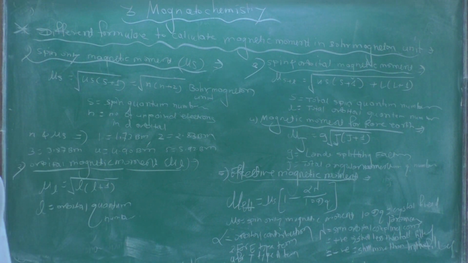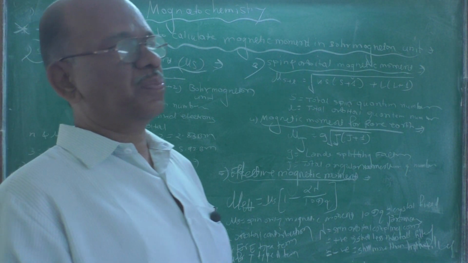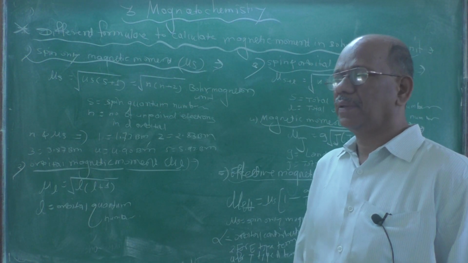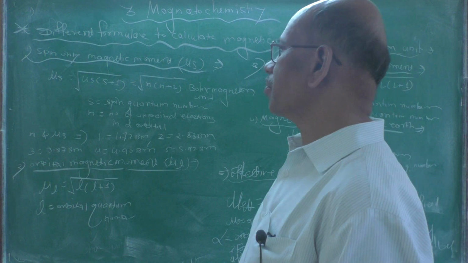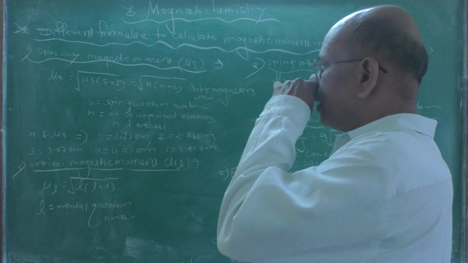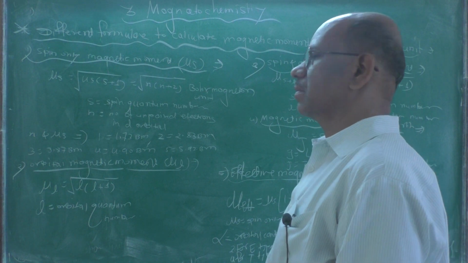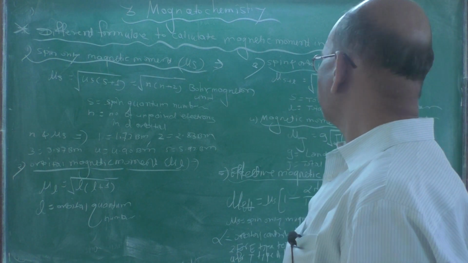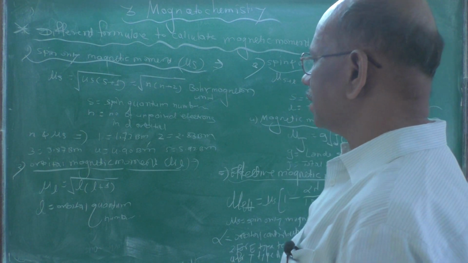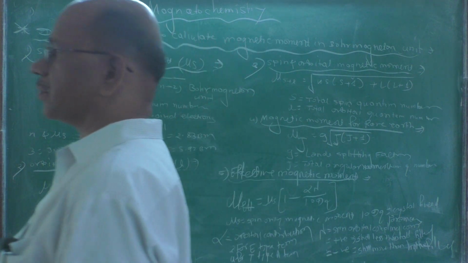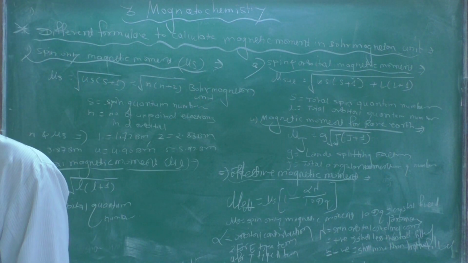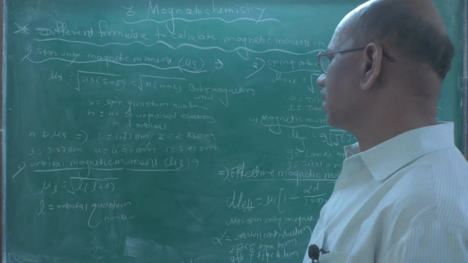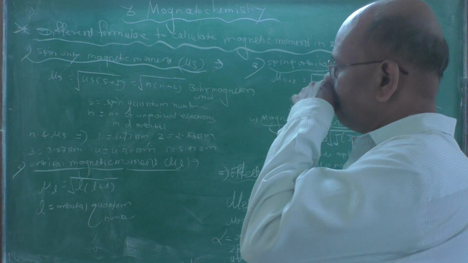The first formula, I think everybody knows that. The spin only magnetic moment. It is denoted by symbol μs, and it can be calculated by using equation μs is equal to square root of 4s into s plus 1, or is equal to square root of n into n plus 2, where s is spin quantum number and n is number of unpaired electrons present in d orbital.